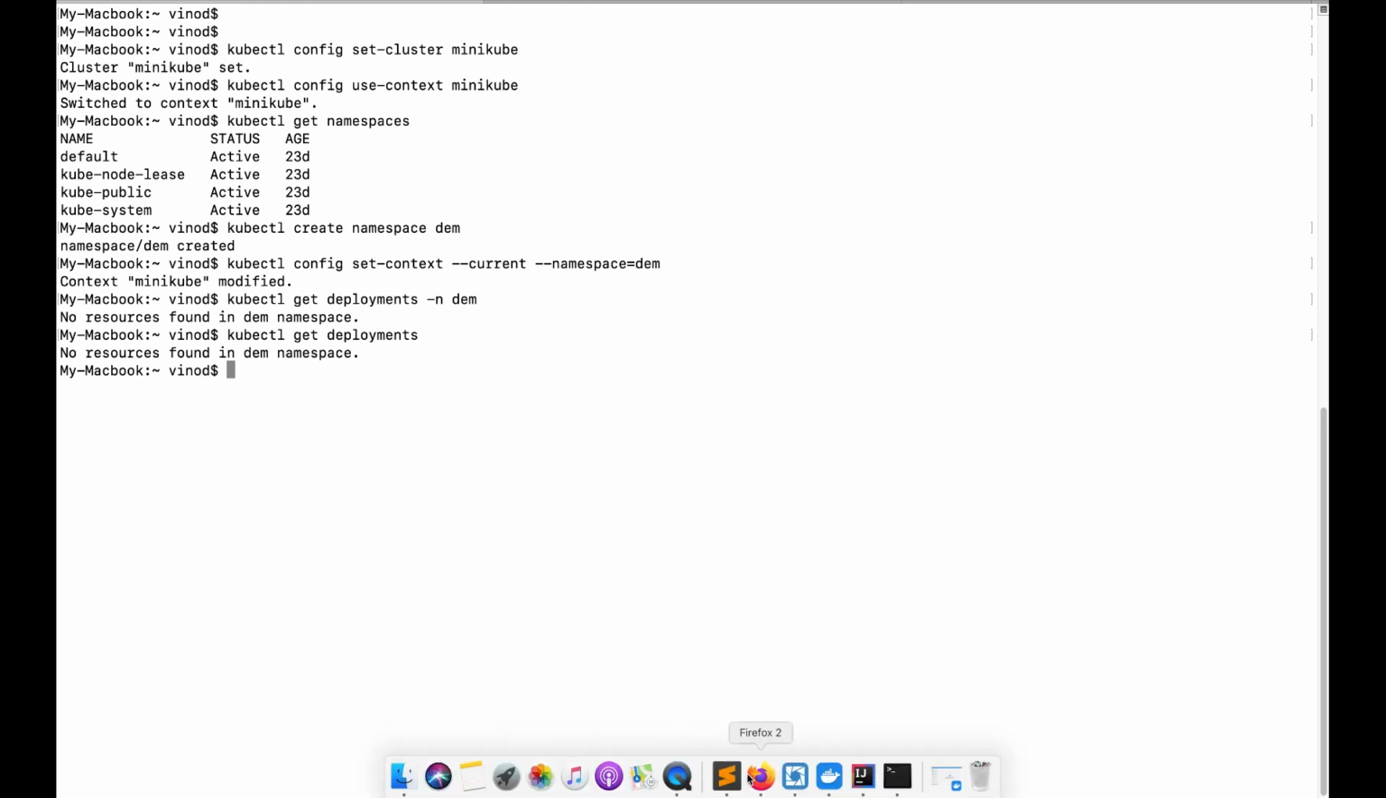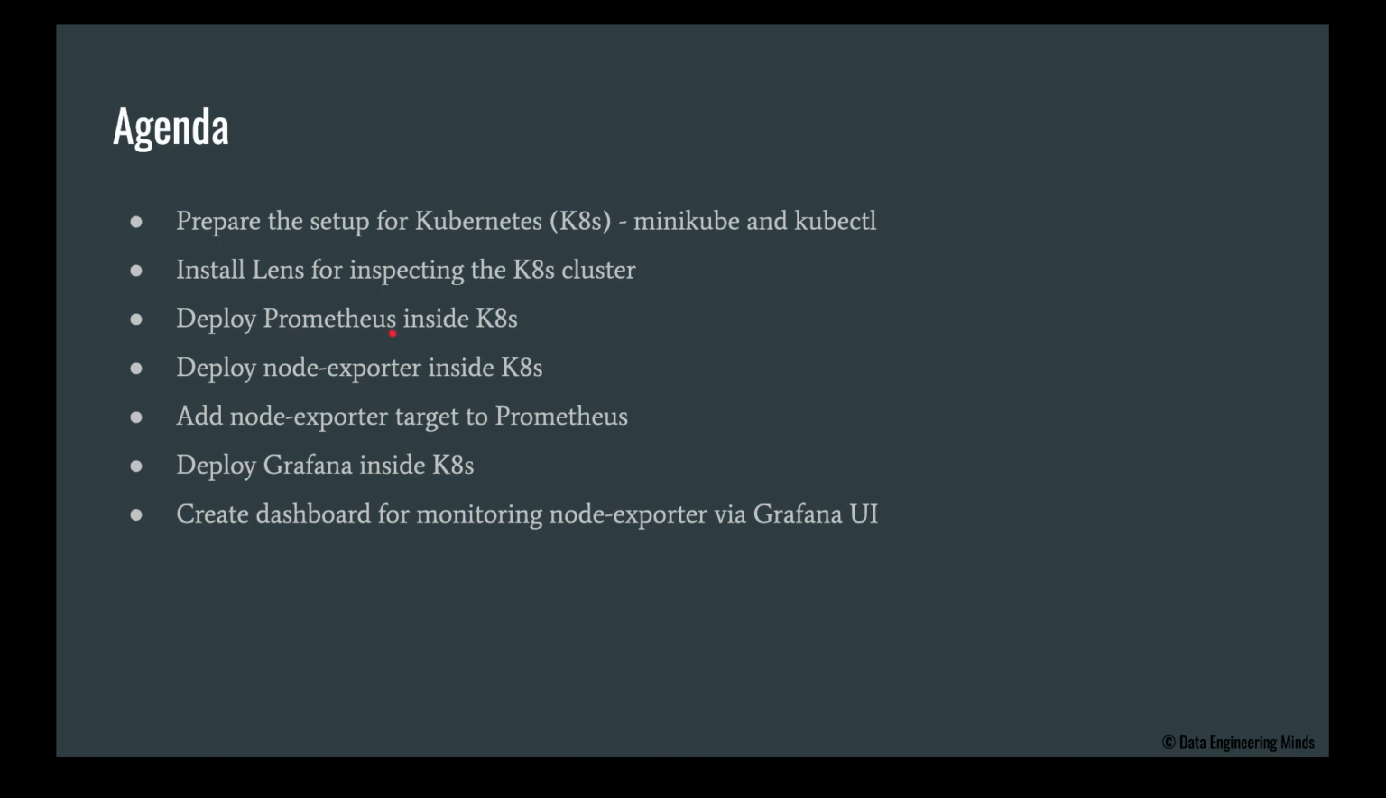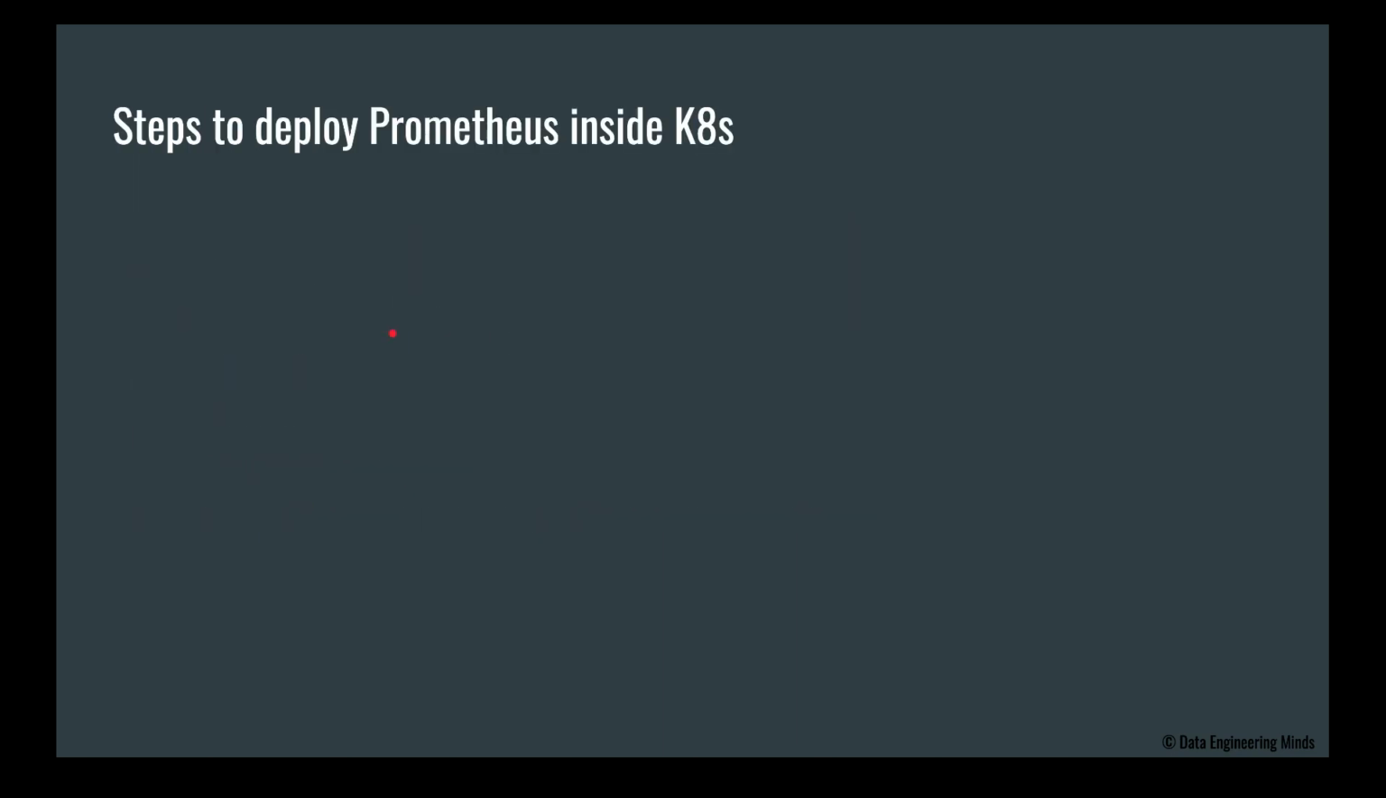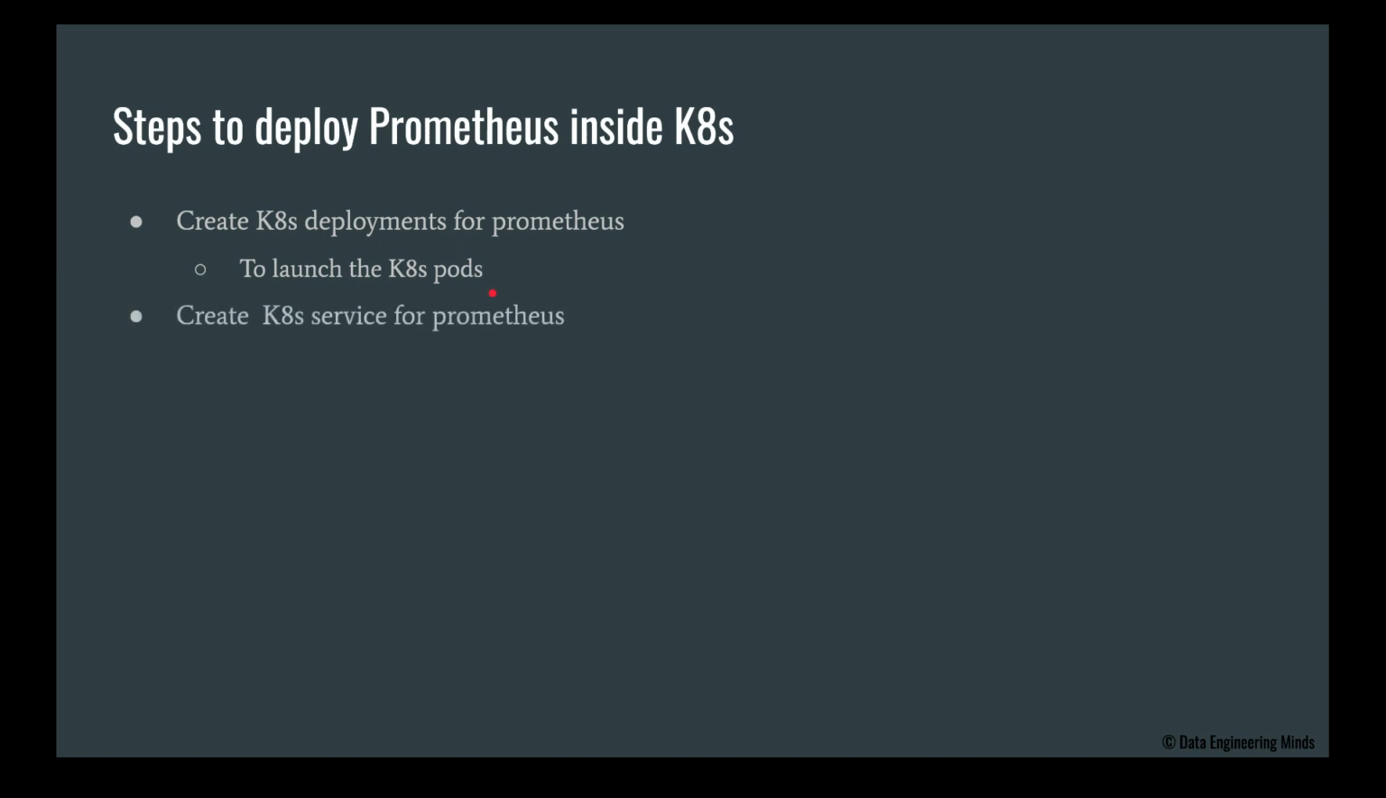The first application that we are going to deploy is Prometheus. What are the steps to deploy a Prometheus server application inside Kubernetes? The first step is to create the Kubernetes deployment for Prometheus. Basically, the deployment will launch the actual Prometheus applications, which we also call pods in Kubernetes. And then we will create the service for Prometheus. The service will allow us to access the Prometheus user interface via the internet. So let's start creating the deployment for Prometheus.